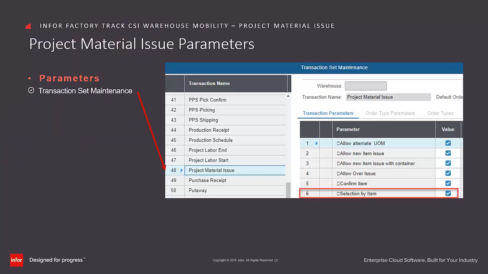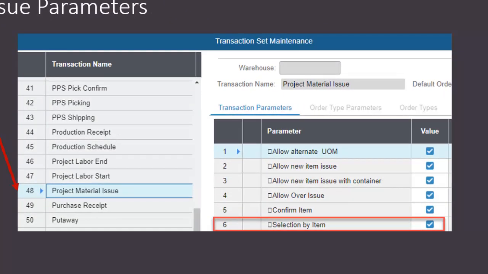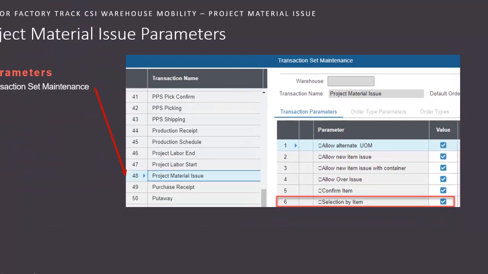Factory Track has several project material issue parameters to control the validations, displayed fields and processing options that are permitted as part of the project material issue process. These are defined on the transaction set parameters form for the project material issue transaction. For this training, we've enabled all of the parameters in order to show where those fields appear and how validations occur in the transaction steps. It is recommended to enable the selection by item option.